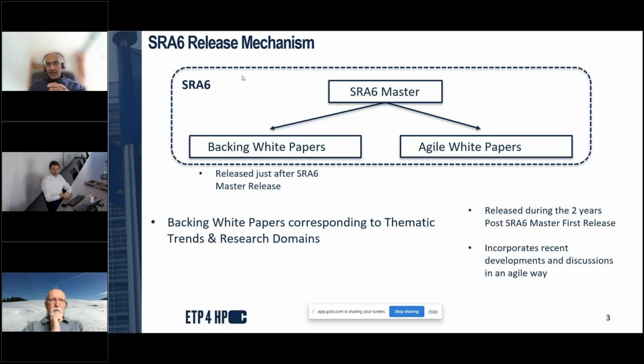Then for the next 2 years, we are going to come up with so-called agile white papers that are released every few weeks or every few months, and they incorporate more recent developments in the HPC community and discussions in an agile way. So this entire SRA6 process consists of three sets of deliverables: the master, the backing white papers, and the agile white papers.